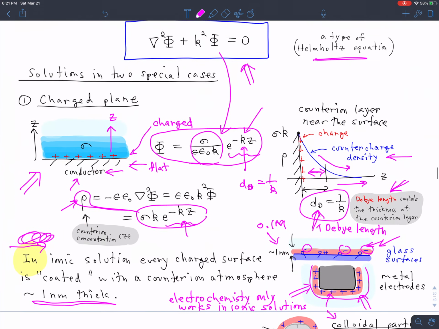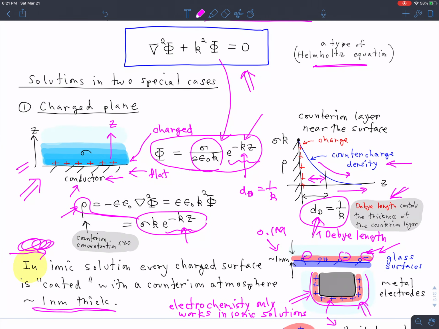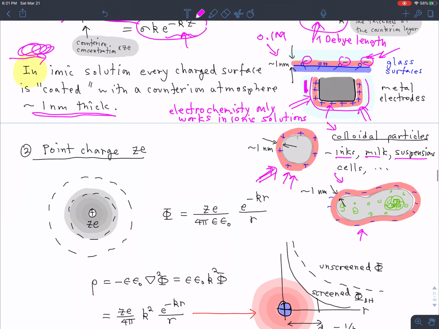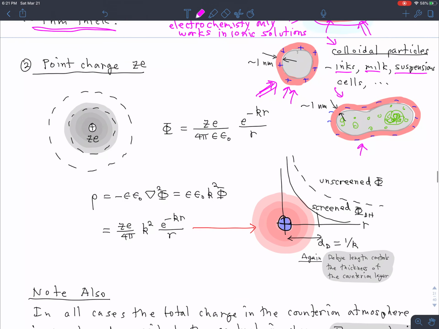Okay, so that was the first case. We considered just a flat plane, and that's useful because a lot of things are approximately a flat plane, you know, over small areas at least. Now let's consider the case that's of most interest for chemists. That's where you've got an ion in solution, and you want to know what the counterion atmosphere looks like around that ion. Here's the solution for that case.